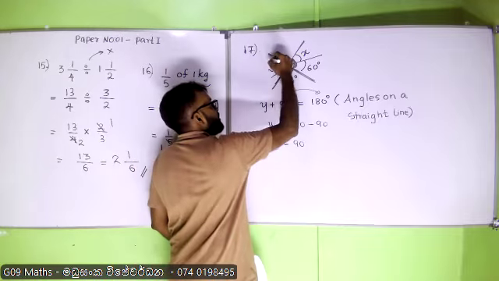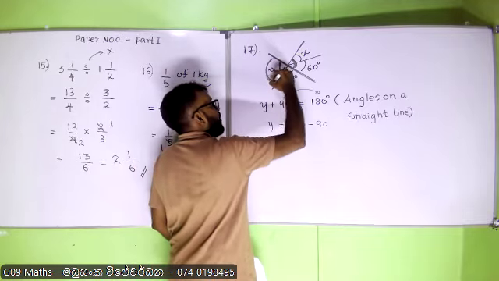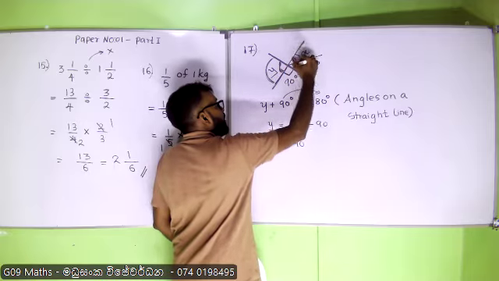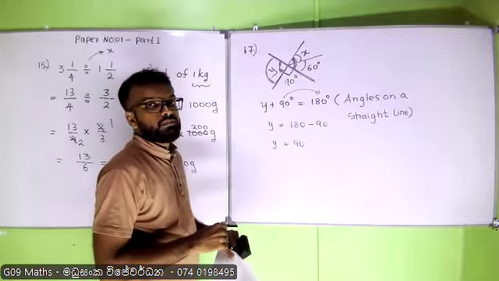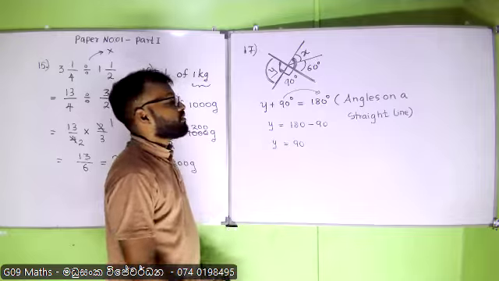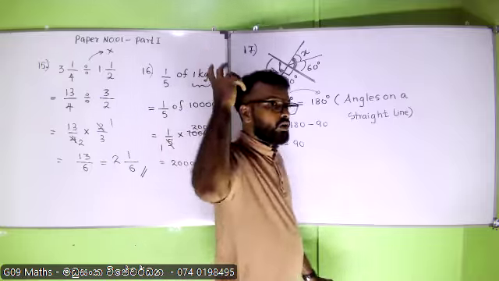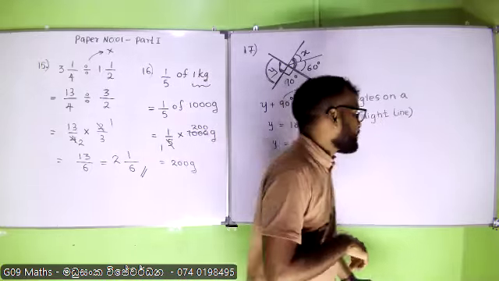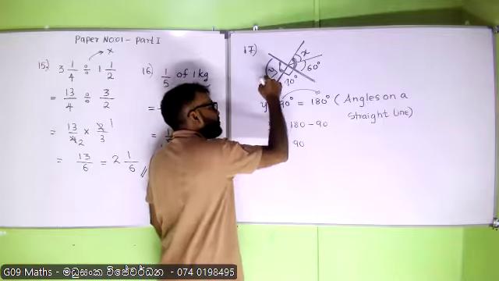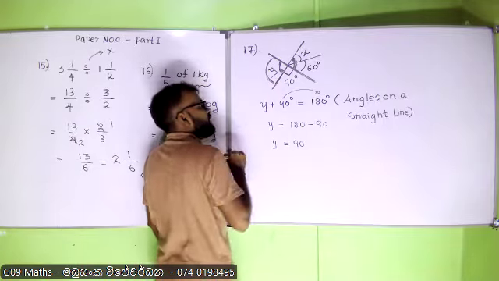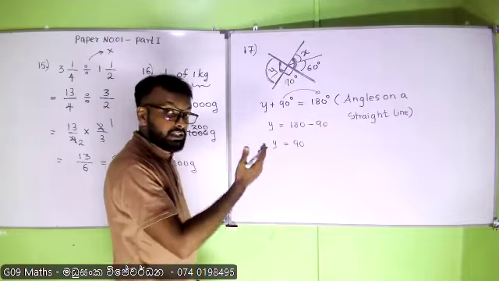This y angle and this x and 60 angles, x plus 60. What can you say about that? Use your mind. They are vertically opposite angles. Super. Excellent. Vertically opposite angles. Right? So you can write vertically opposite angles are equal.